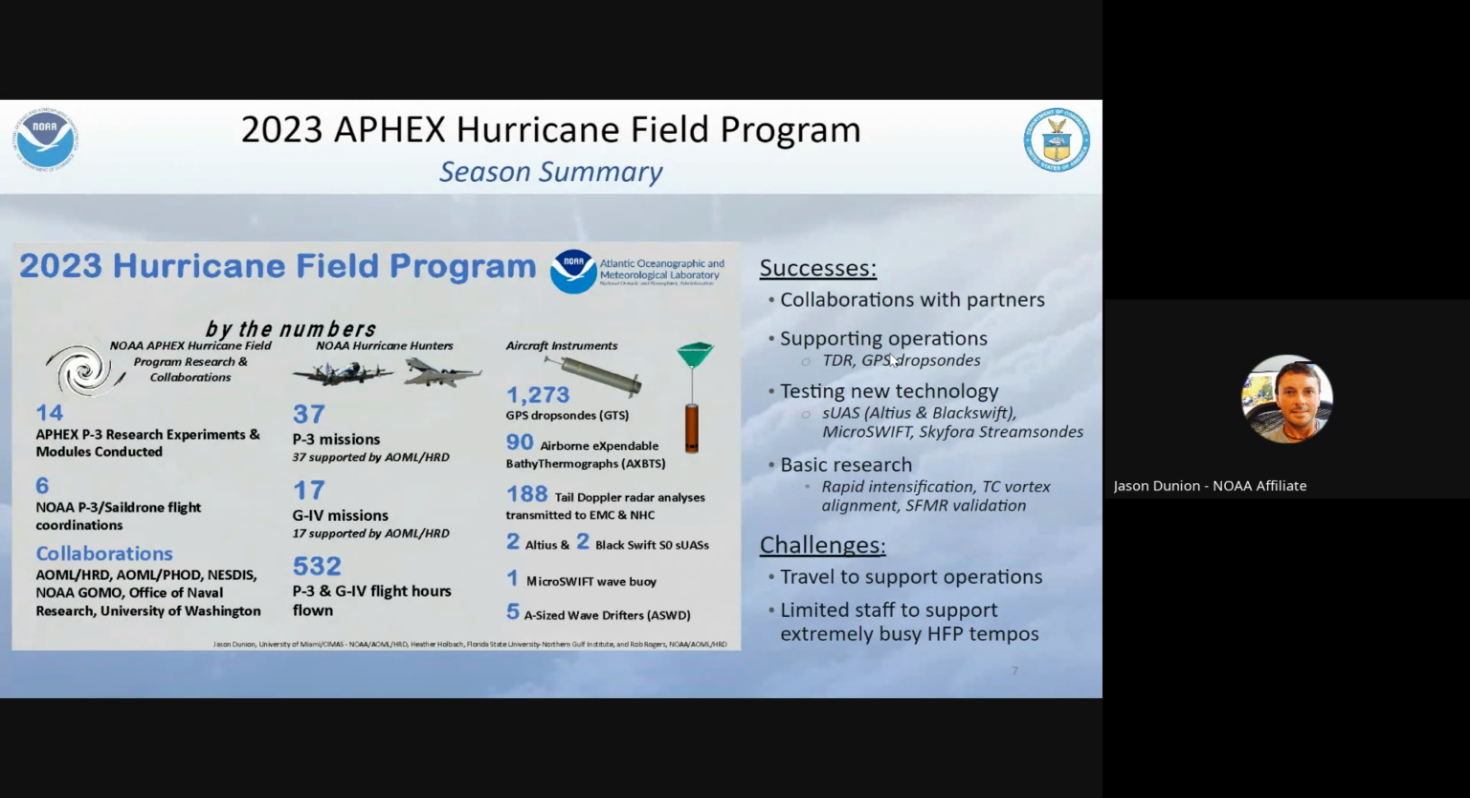We did a lot of basic research: rapid intensification, TC vortex alignment. I'll talk a little bit about that. SFMR validation were just a few of them. For us, travel to support those operations can be a challenge, and limited staff to really keep up with that really busy tempo that we saw in August and September. Next.